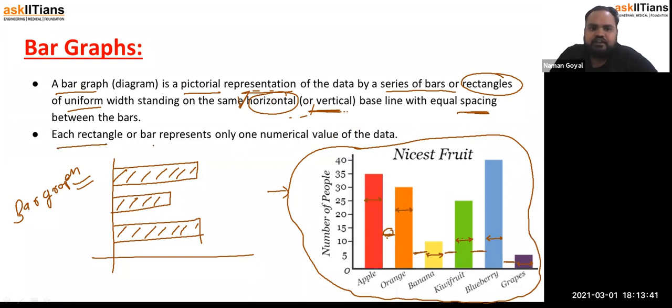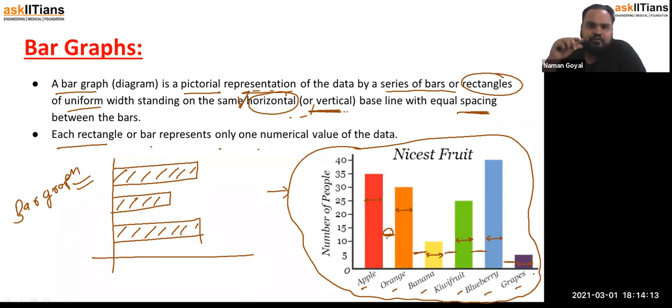Now each rectangle or bar represents only one numerical value of the data, right? Only one numerical value, so the height of the bar represents its numerical value. For this particular graph, look, here in front we have a graph. Favourite fruit means there are some fruits: apple, orange, banana, kiwi fruit, blueberry, and grapes. Now we have data on how many people like apple, how many like orange, banana, kiwi fruit, blueberry, and grapes, and so on.